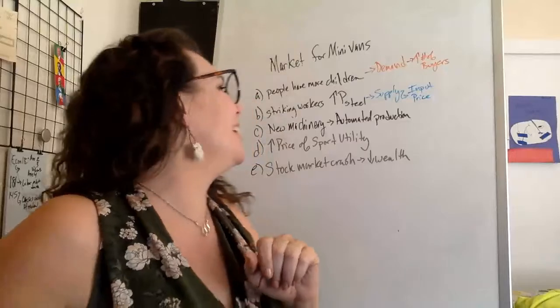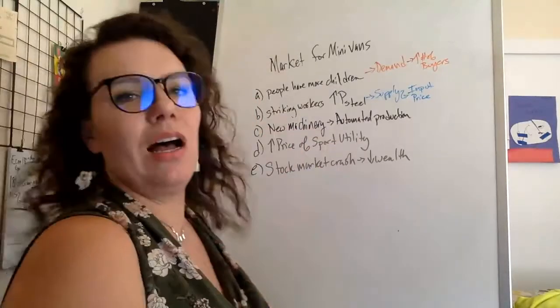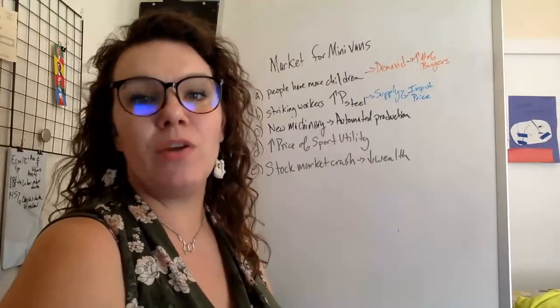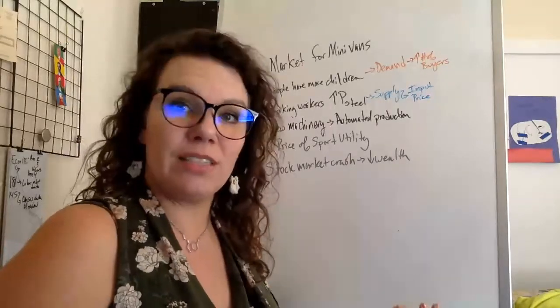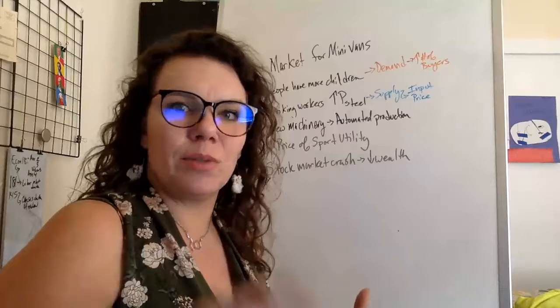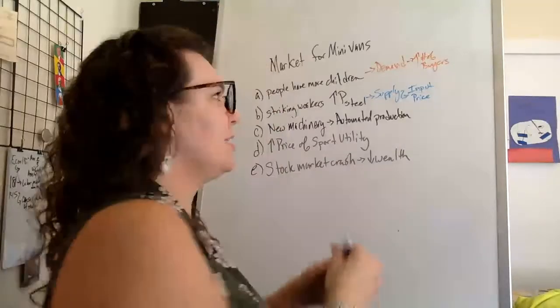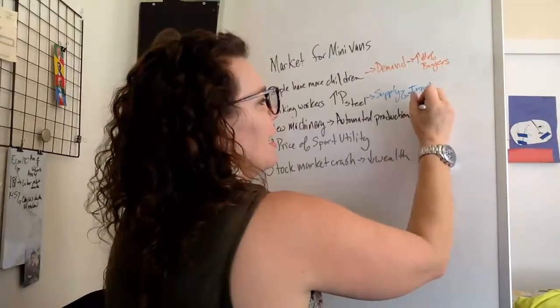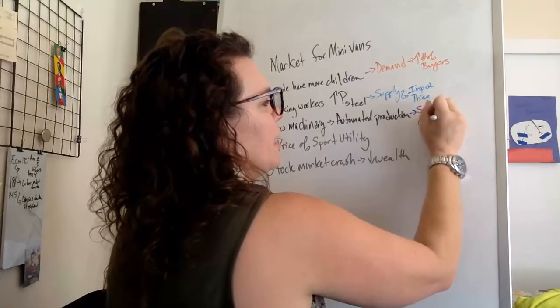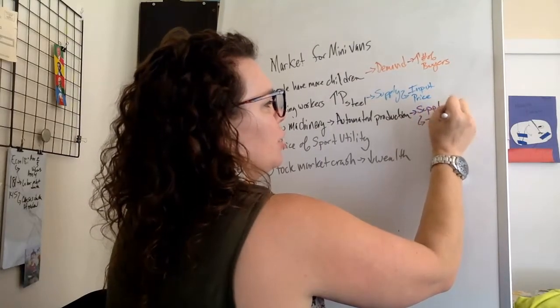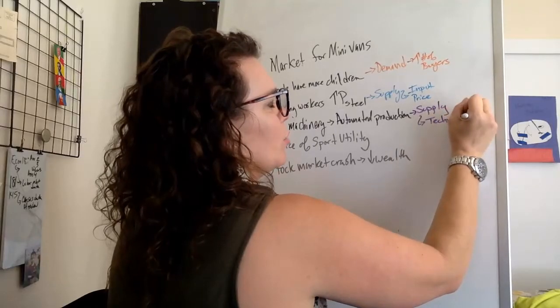The next one is new machinery. Engineers develop a new automated machinery for the production of minivans. Demand side or supply side? That one's easy. We're talking about production of minivans. That's supply side. It's going to be supply side, and it's going to be a change in technology, right? It's going to be an increase in technology that makes it cheaper and easier to produce minivans.